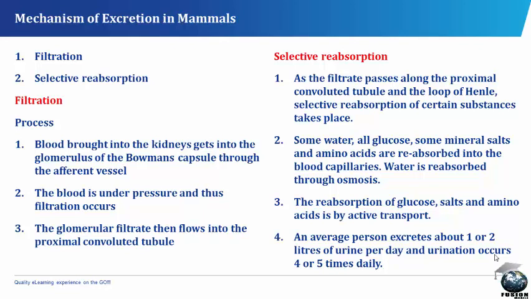Mechanism of excretion in mammals. The mechanism is by filtration and selective reabsorption. Filtration takes place in the Bowman's capsule and it is made possible by two processes.